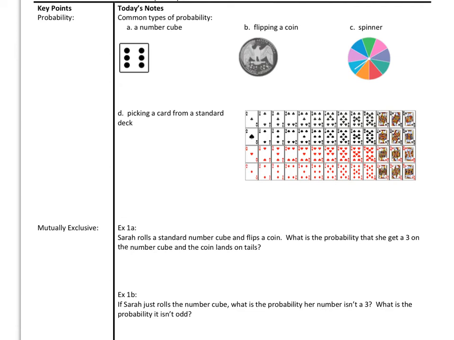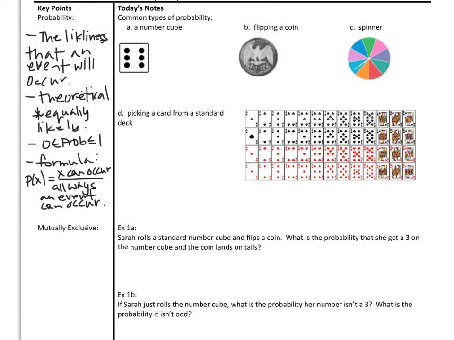Our final topic in Honors Algebra 2 is topic 12, probability. We will cover the first 4 lessons. Let's first start off by defining probability. Probability is simply the likeliness that an event will occur.